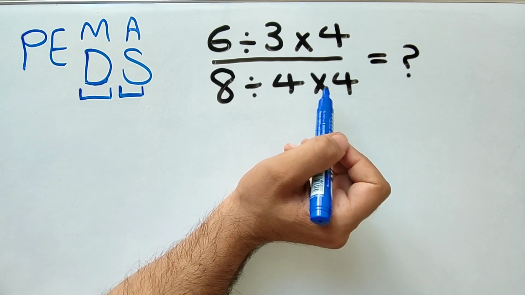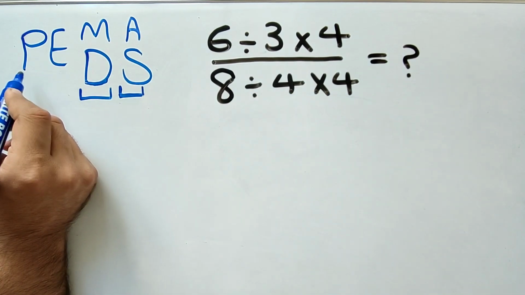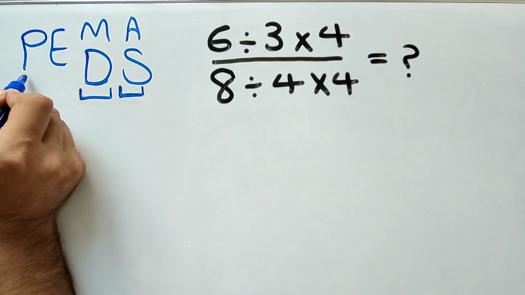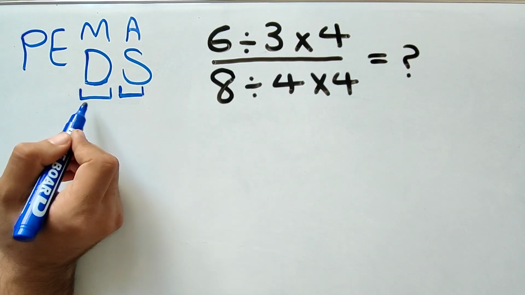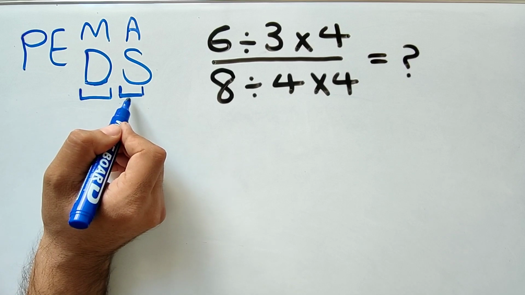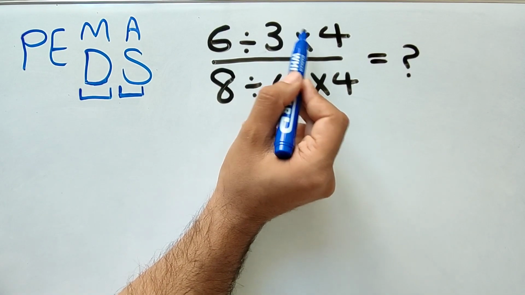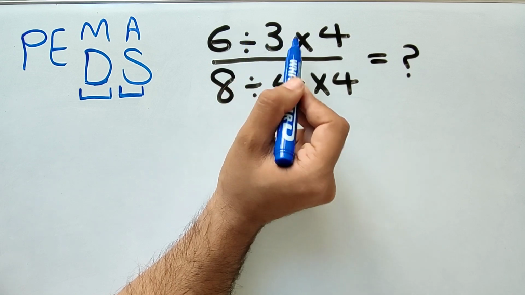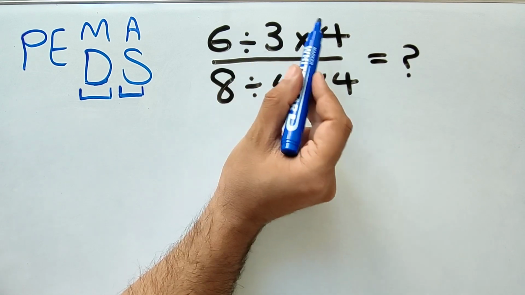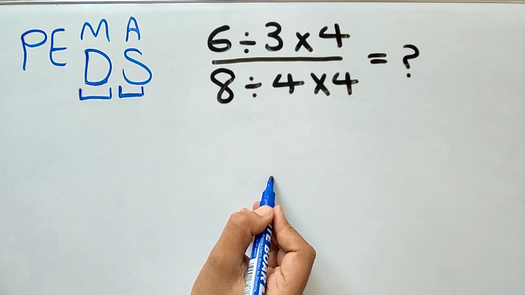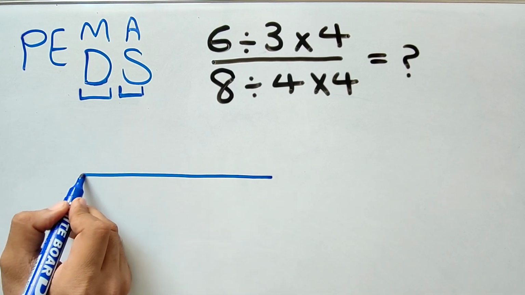According to the rules of mathematics, PEMDAS, that is here, we have to solve this math expression in this way. First parentheses, then exponent, then multiplication and division, and then addition and subtraction. Now, as we know, multiplication and division are equally important, so we have to solve this math expression from left to right. Now, we have one fraction.